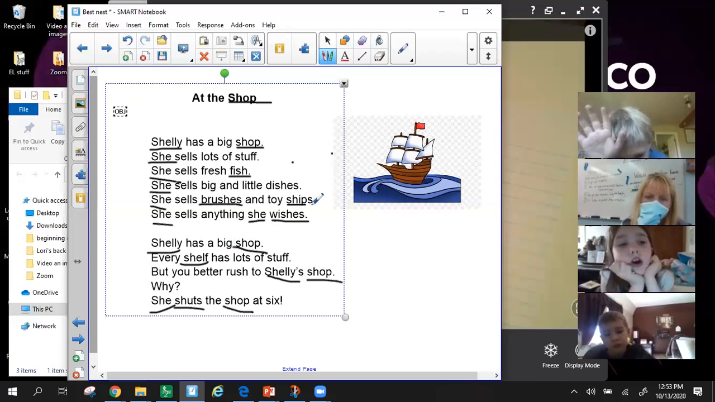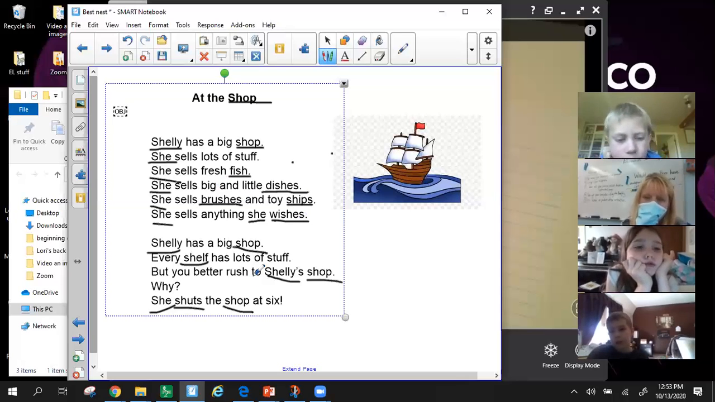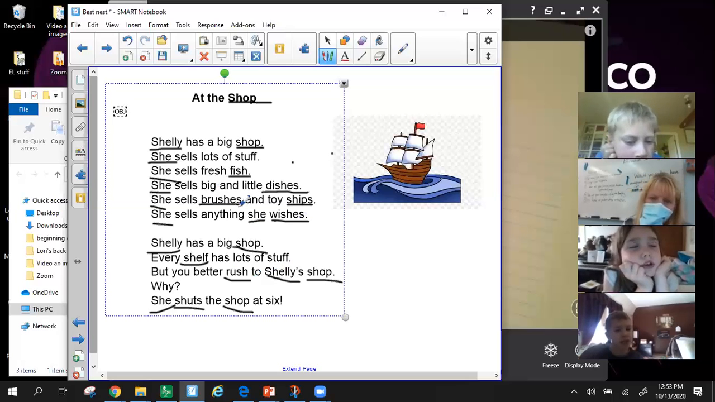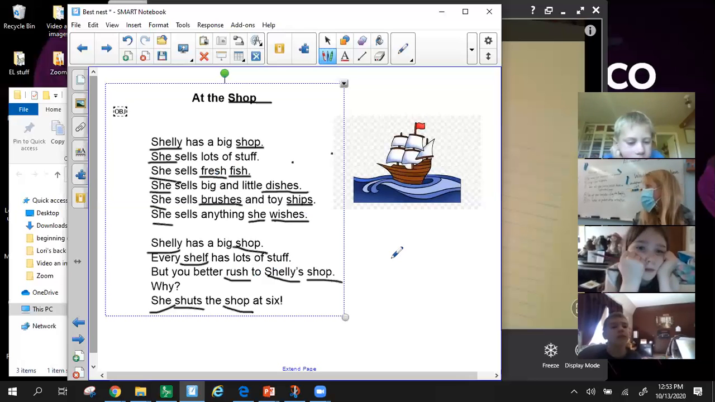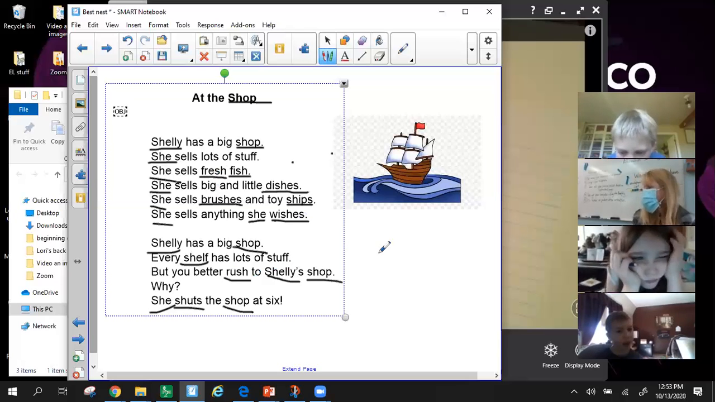Max. Ship. Very good. Are we almost there? Kaylee. Dishes. Oh, I see another one. Paxton. Rush. Nice job. Ellie. Fresh. Right by fish. Is there anybody in this room who has an SH in their name? What's your name? Josh. Josh. You have an SH in there too, don't you? Very nice. All right. Excellent.